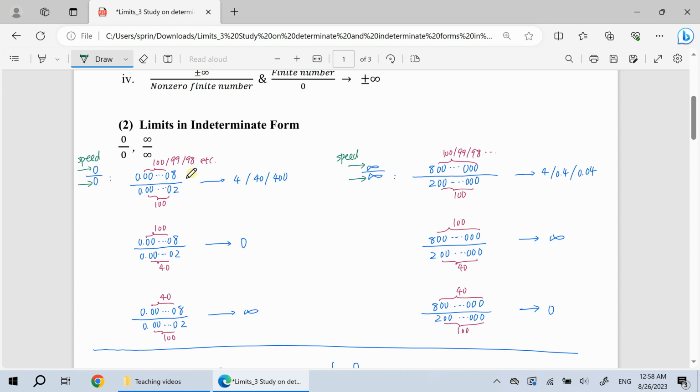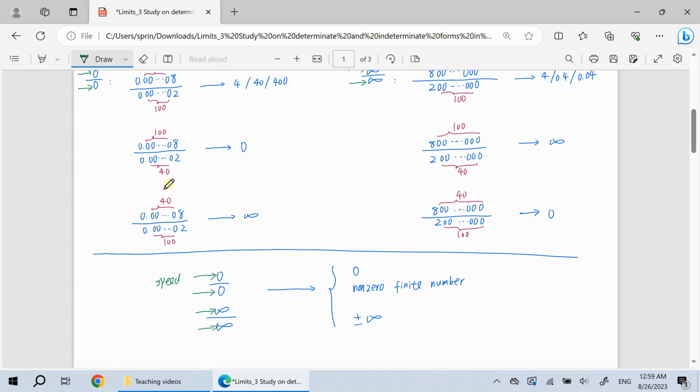Let's randomly choose two very small numbers. When the amount of zeros in top and bottom are pretty close, like here 100 zeros, 100 zeros, 99, 98, this fraction approaches 400, 440, etc. If the numerator approaching 0 is much faster than the denominator, then the limit is 0. If we flip this fraction, this goes to infinity.